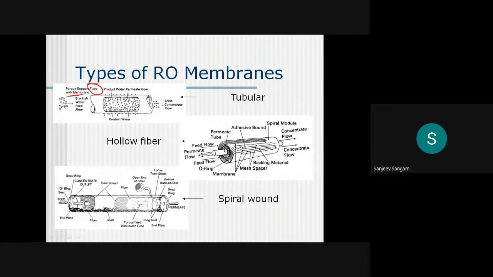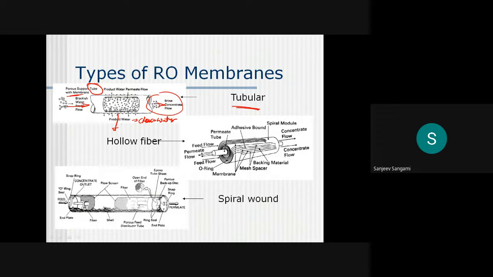Here the brackish water is entering, and here it is coming out with the concentrated flow. Here it is product water, meaning clear water. At this side, the brackish water containing the salts can be removed at this place, and the product water will be removed here. So this is also a tubular type of membrane.